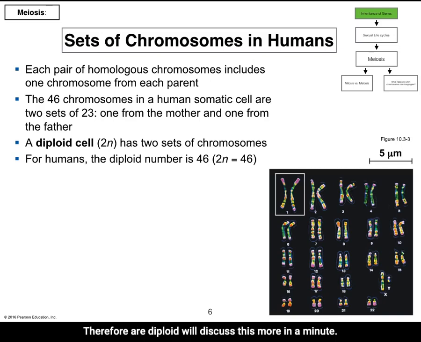We'll discuss this more in a minute, but gamete cells are not diploid. Gamete cells, the egg and the sperm, are haploid. They contain 23 chromosomes, not 23 pairs like the somatic cells, but gametes contain 23 chromosomes.